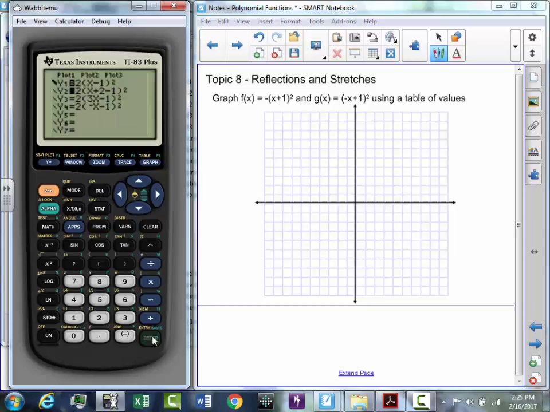So let's turn this one off, and let's turn this one on and compare. Here's our first parabola, and this next one is in there. You see how this is the first one right here, and that one's sitting inside there like that.